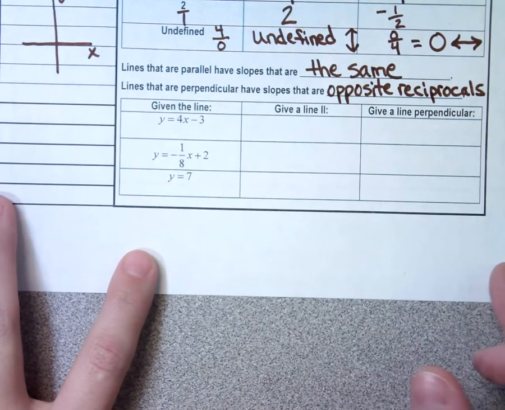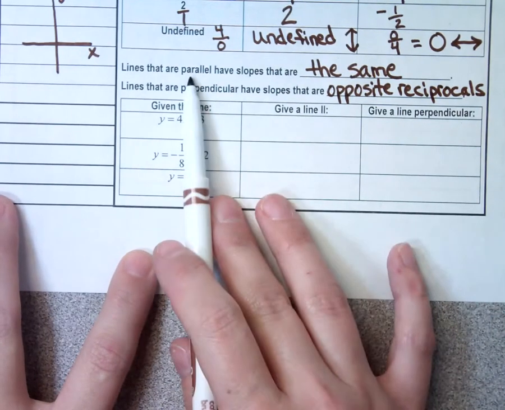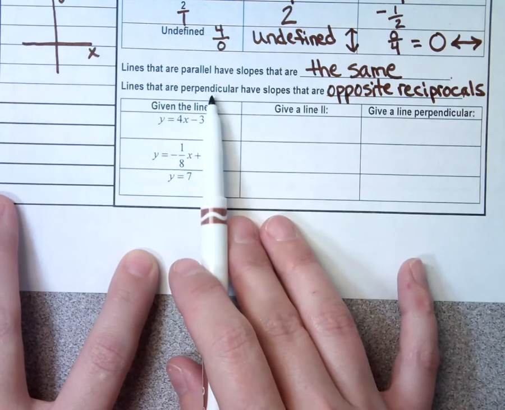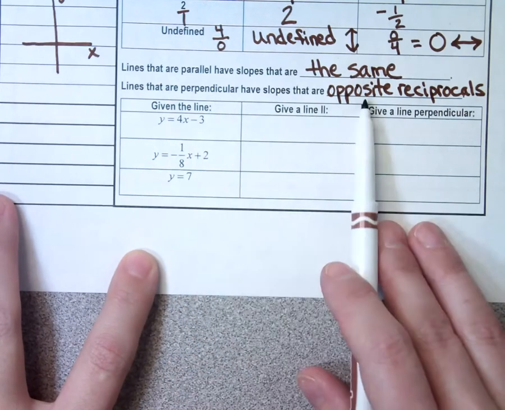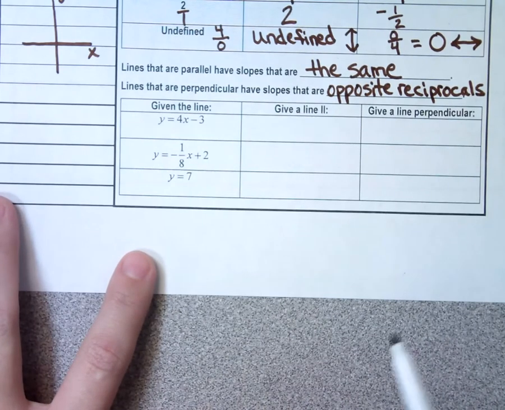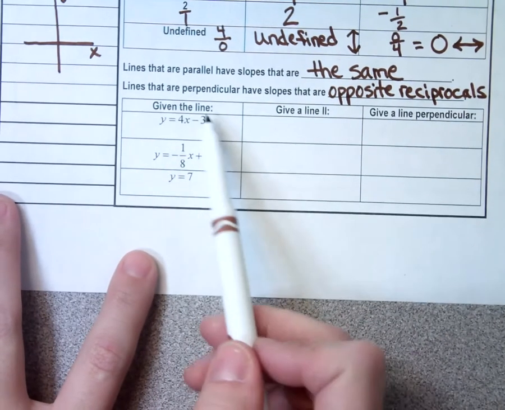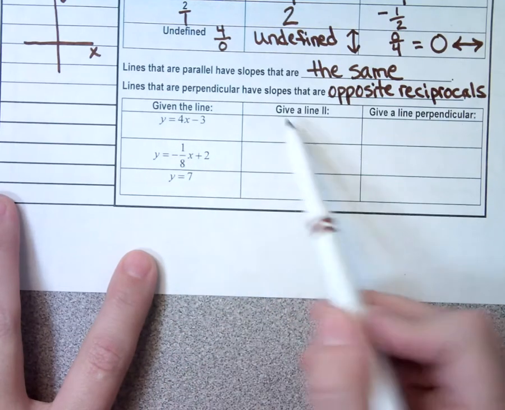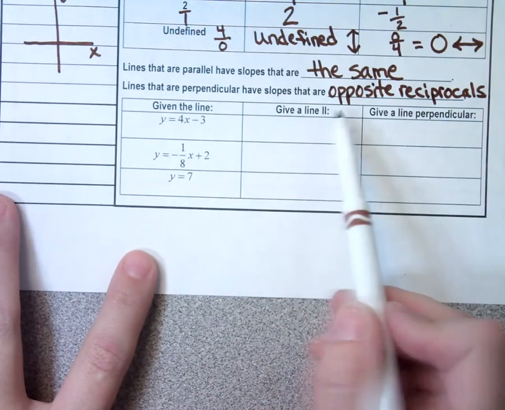Or we could say negative reciprocals. So parallel lines have the same slope, but perpendicular lines have slopes that are opposite reciprocals. Okay, now I'm filling out a different chart. This gives me an equation of a line. I want to give a line that would be parallel to it.